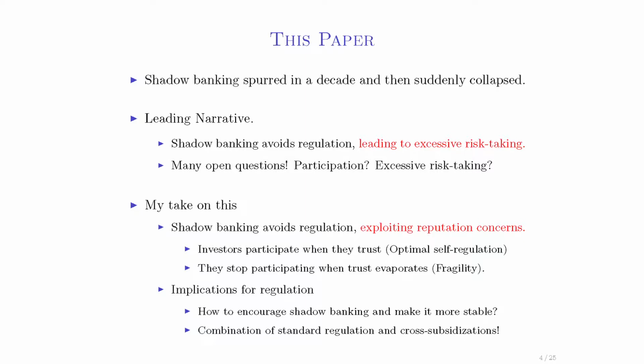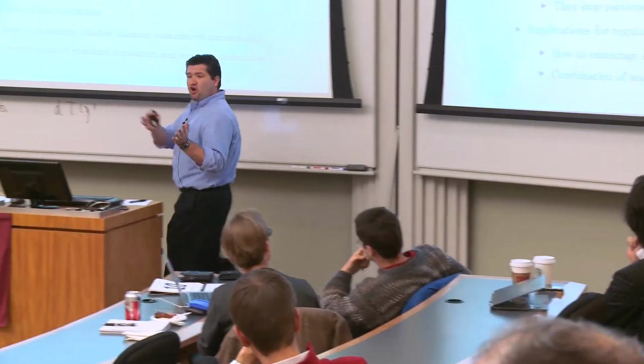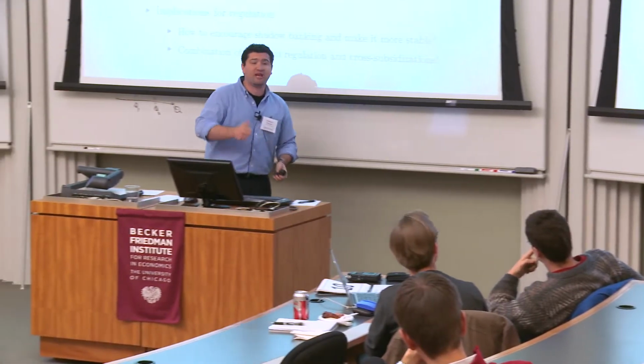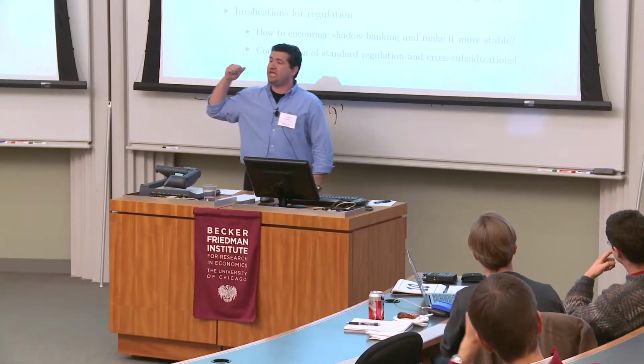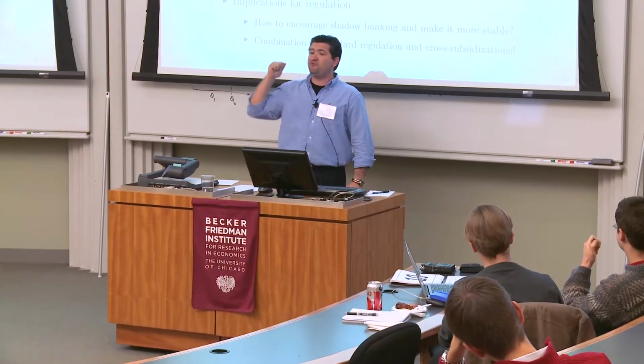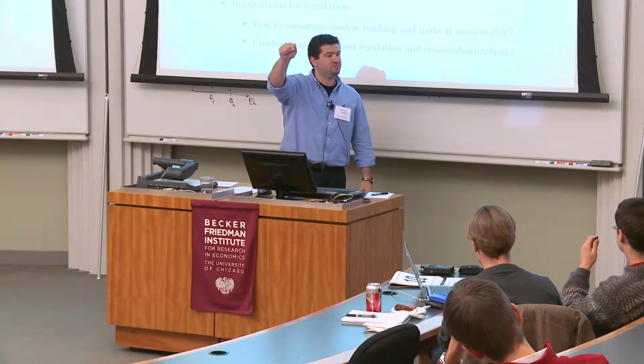So this gives rise to an optimal self-regulation. When self-regulation exists in the market, it's optimal that banks regulate themselves. The problem is that when this trust evaporates, basically you have a movement from shadow banking back to traditional banking. But this collapse of shadow banking is not because of realization of excessive risk-taking in the past, but because of fear of excessive risk-taking in the future.